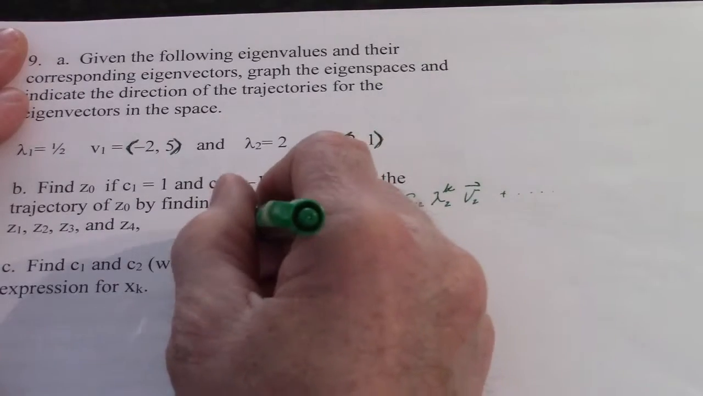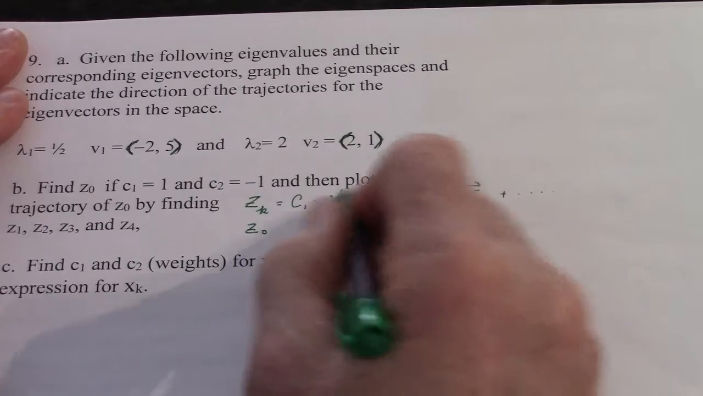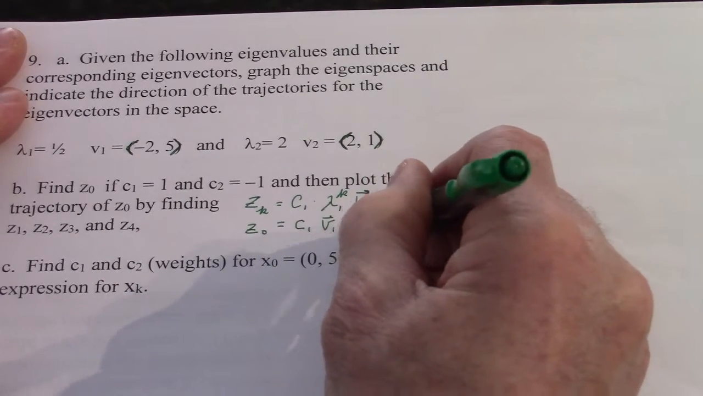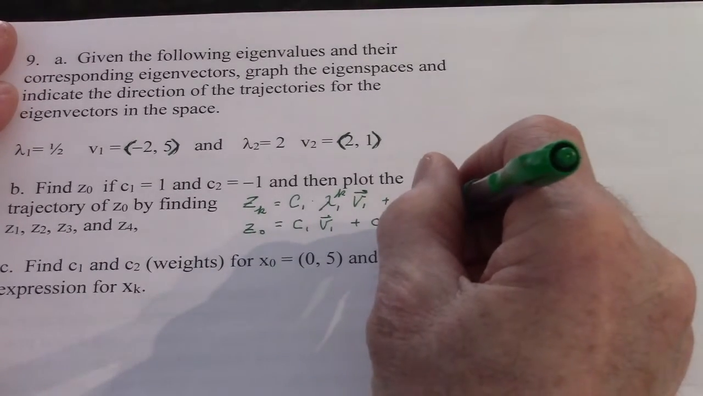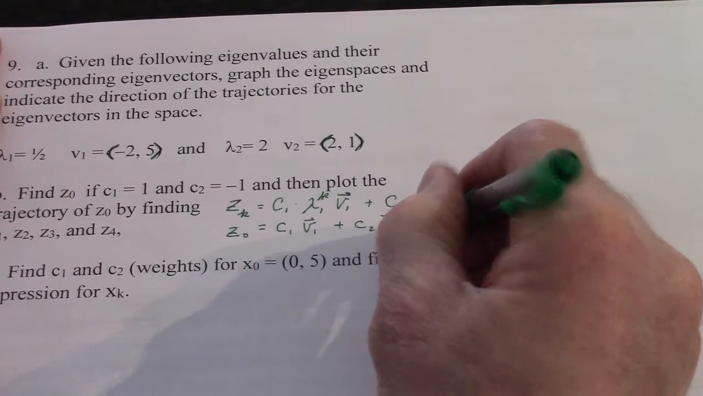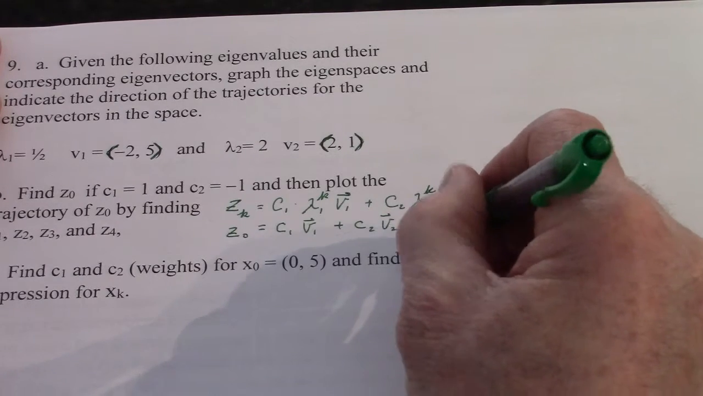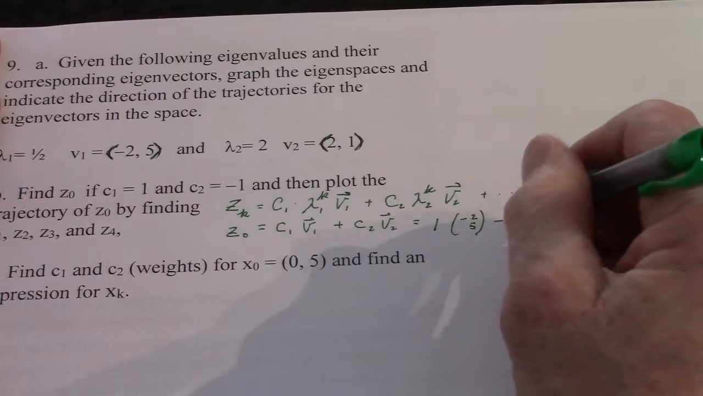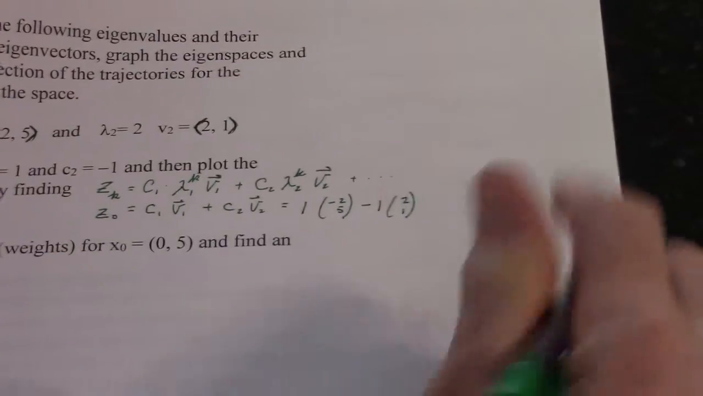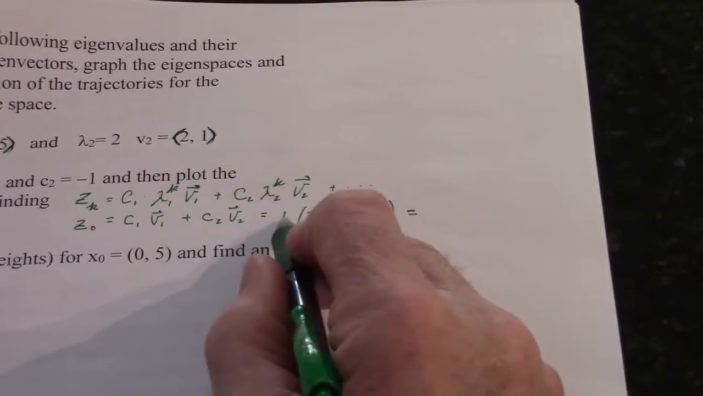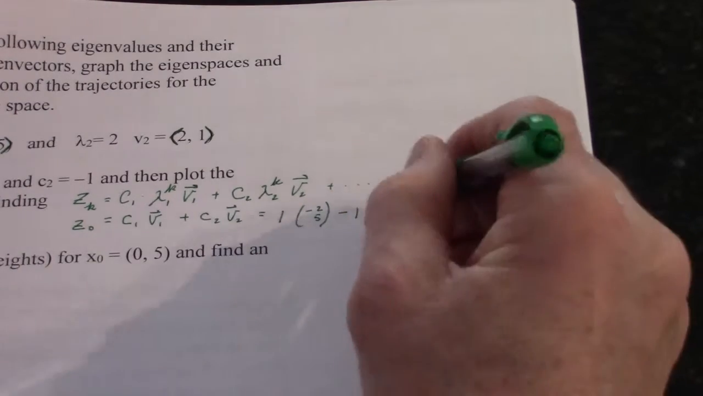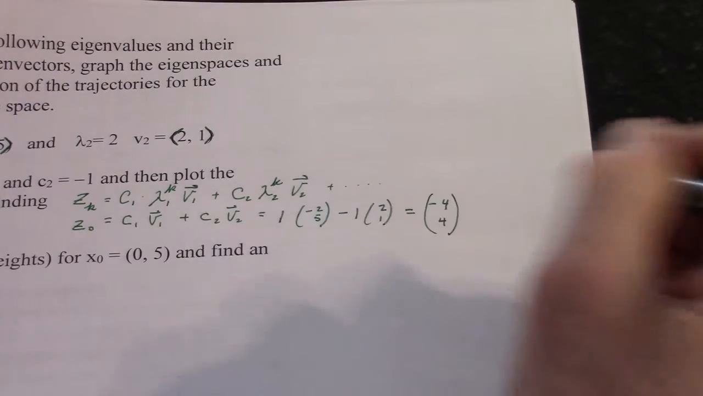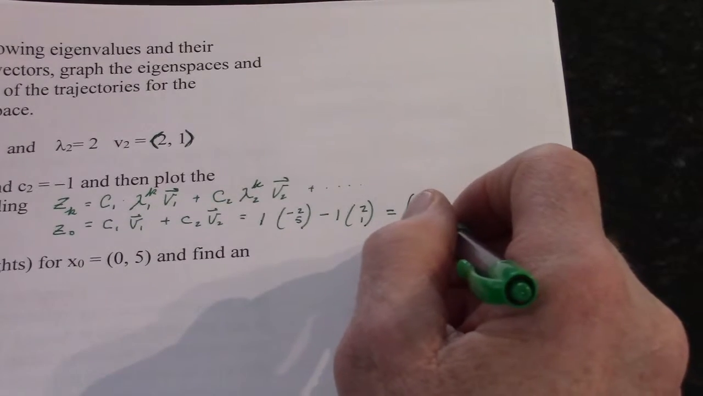So what is z sub 0 is a little simpler, because if k is 0, then the eigenvalue drops out and you just get c sub 1 times that vector v sub 1 plus c sub 2 times that second eigenvector. And so in this case, it's very simple. c sub 1 is 1, and the eigenvector is -2, 5. So I'll write that this way, -2, 5. And the next coefficient is -1, and that eigenvector is 2, 1. And so z sub 0 is going to be 1 times negative 2, 5, minus 2 is negative 4. And then 1 times 5 is 5, minus 1 times 1 would be 4. So that's the vector we're going to start with, negative 4, 4.